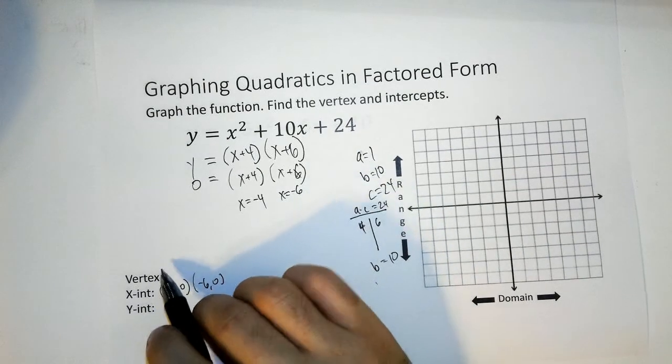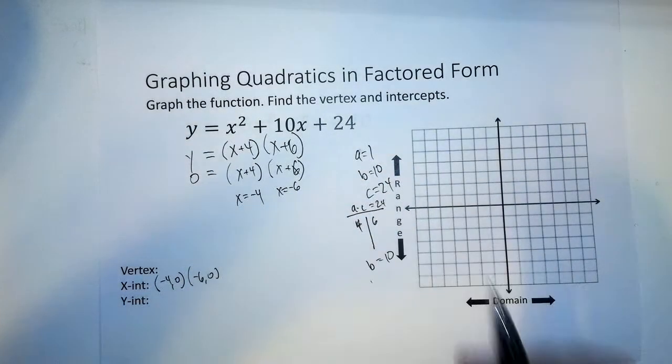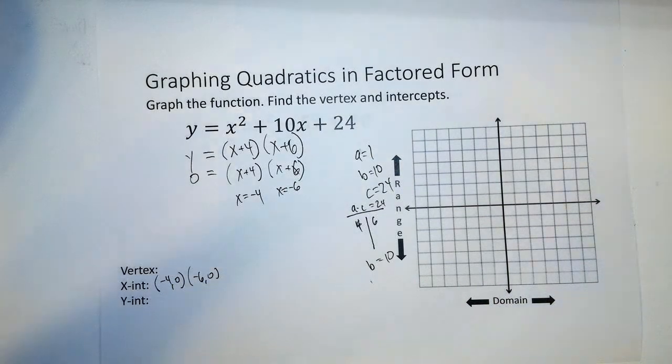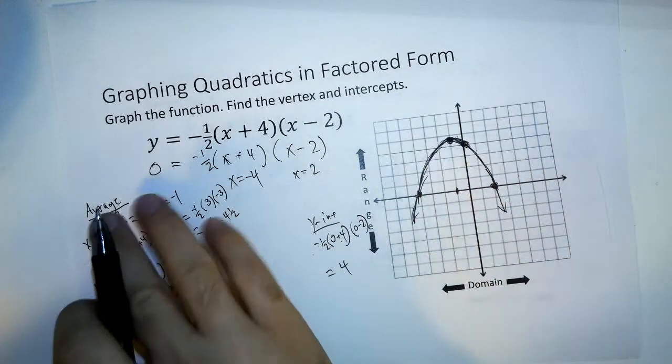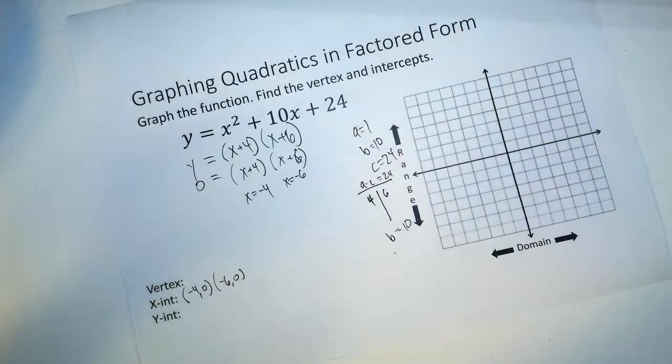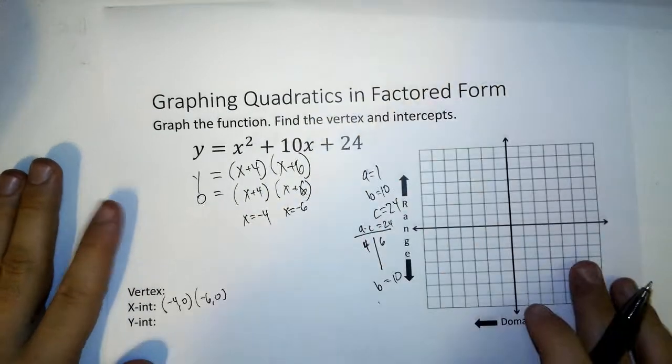Now we can go find the vertex, right? Now we can find that vertex just like we did before. Remember, right? The vertex was smack dab in the middle of our two x-intercepts. So we're going to go ahead and we're going to find the average of our two x-intercepts.